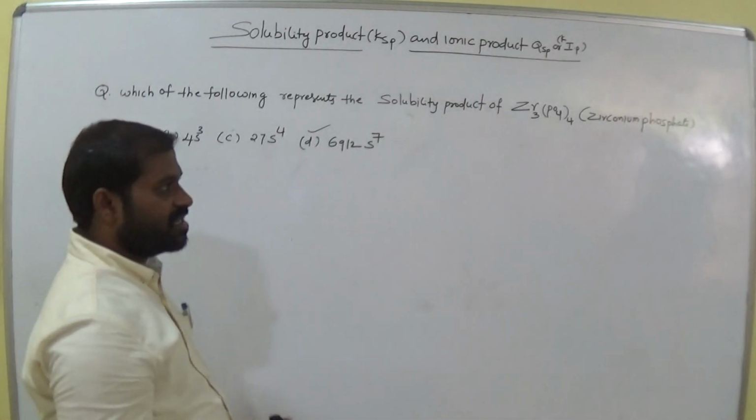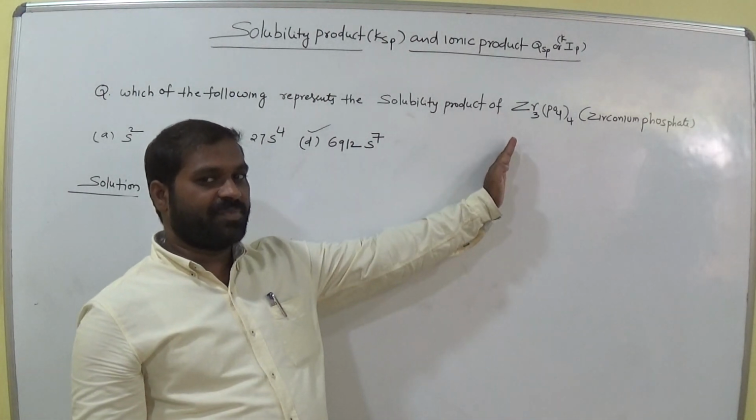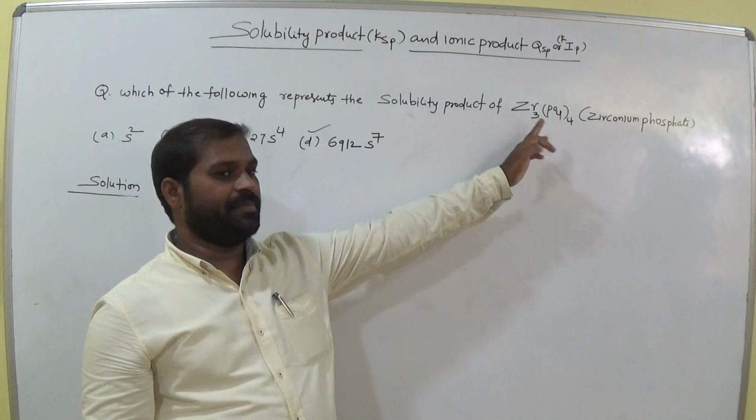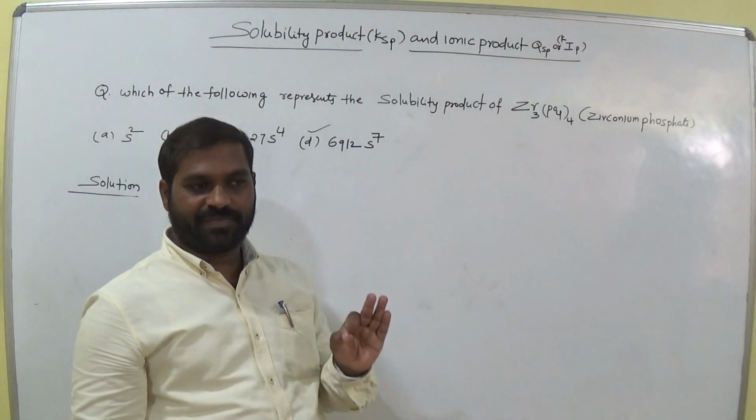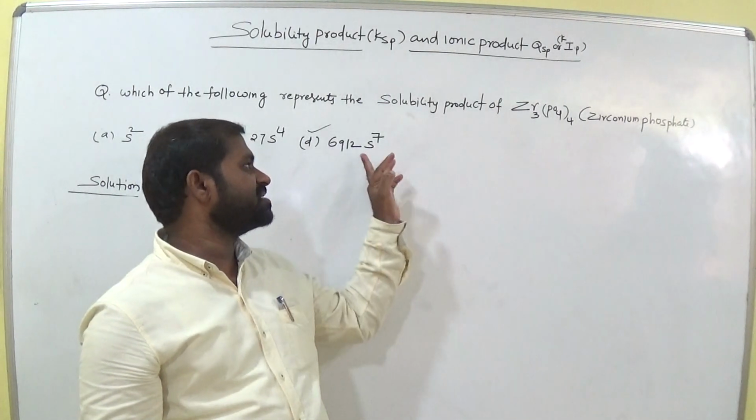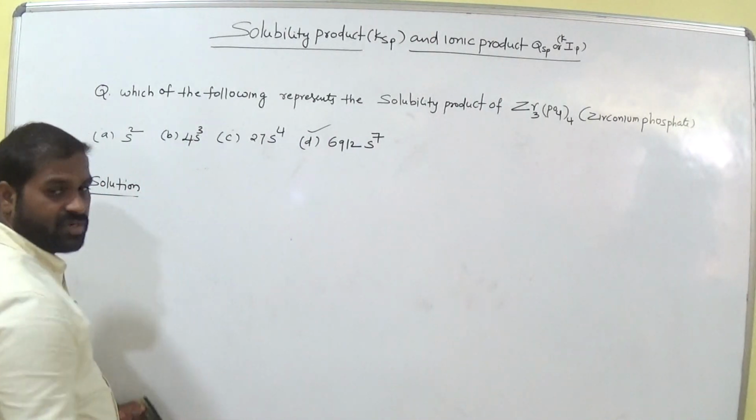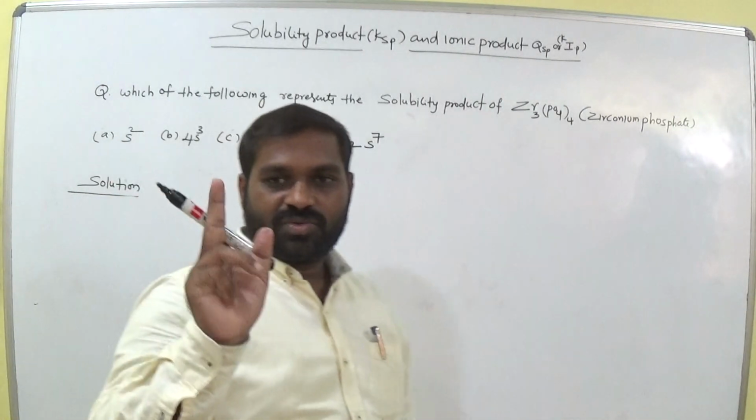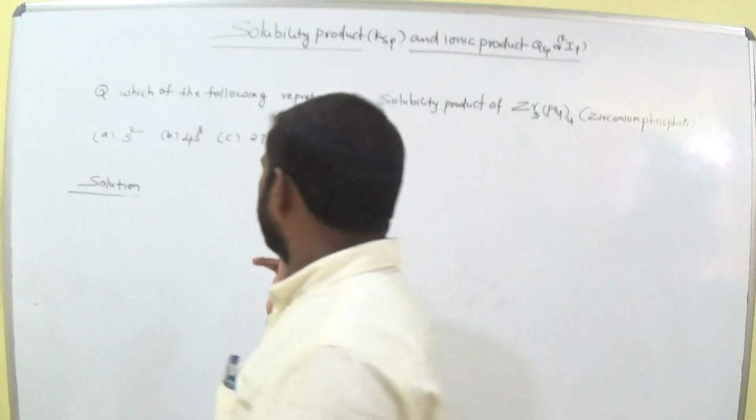Why? Because simply you can analyze what is the given type of molecule here, A3B4, clear? Then for A3B4 what is the solubility product value? Ksp is equal to 6912 S power 7. We expect this answer, am I right? Let's see. So it takes only 2 seconds for getting the answer. Okay? Let's see now.